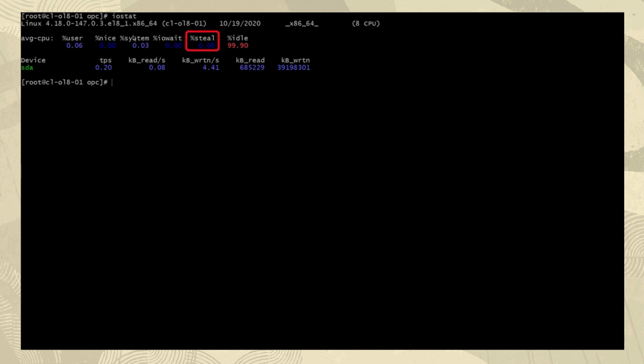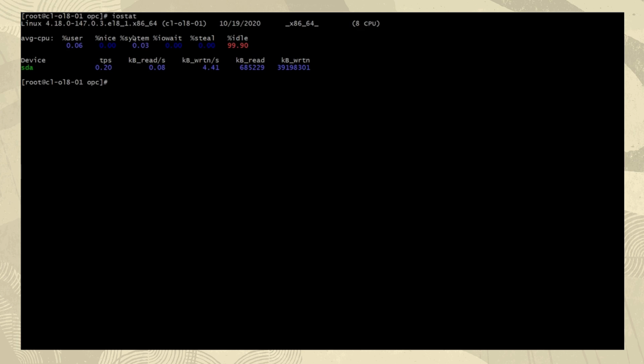Steal is the percentage of time spent in involuntary wait by the virtual CPU or CPUs while the hypervisor was servicing another virtual processor. And idle is the percentage of time that the CPU or the CPUs were idle and the system did not have an outstanding disk I/O request.